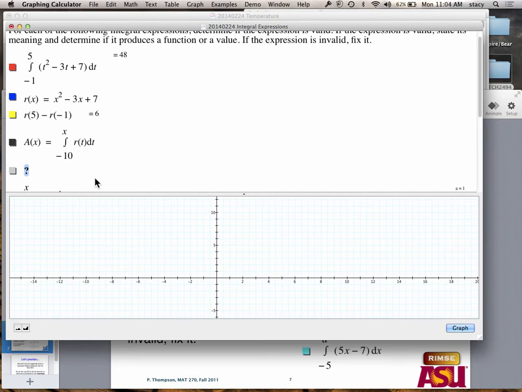Should we do baby steps? So A of 5 will give me the total accumulation. In this case, I chose to start at -10. That was an arbitrary choice, just picked it randomly. So the total accumulation from -10 to 5. But I want the total accumulation from -1 to 5. So I could subtract the total accumulation from -10 to -1, and that difference will leave me with the accumulation between -1 and 5.